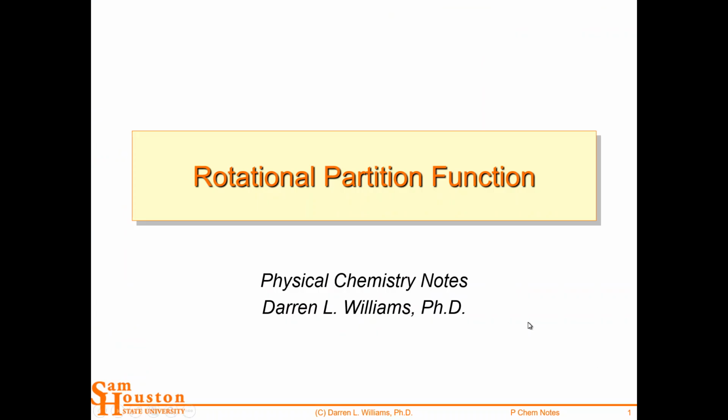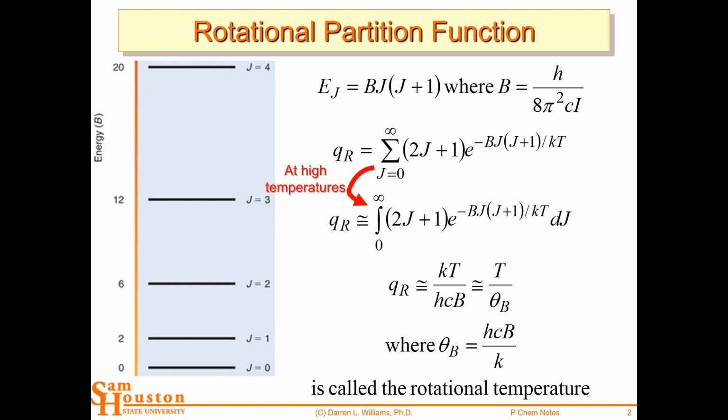It's essentially the same treatment, but a different energy equation, right? We had the particle in a box energy equation for translation. Now we have the rotational energy equation. And so here's the rotational energy equation: B times J times J plus 1. Remember the carbon monoxide lab? That's the rotational energy equation that we're using. We're not using centrifugal distortion or any of that other stuff. We're just using the straight, what we call rigid rotor energy equation.